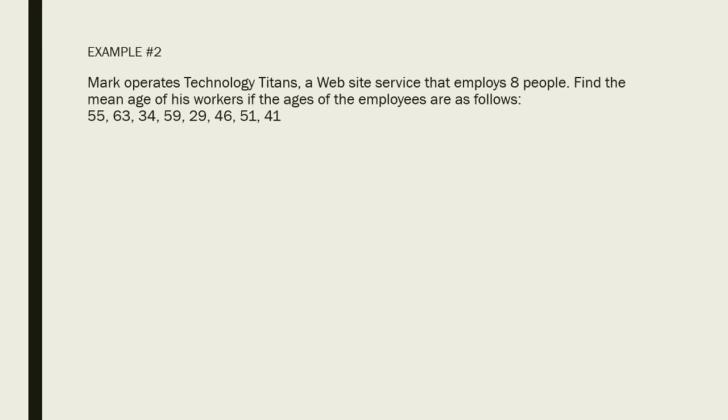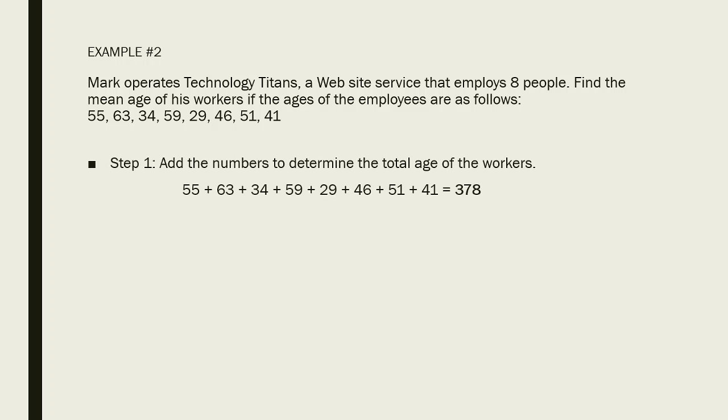So let's have another example. Mark operates Technology Titans, a website service that employs 8 people. Find the mean age of his workers if the ages of the employees are as follows. So we have 55, 63, 34, 59, 29, 46, 51, and 41. Step 1. Add the numbers to determine the total age of the workers. So if you add all of the given values, the answer will be 378.